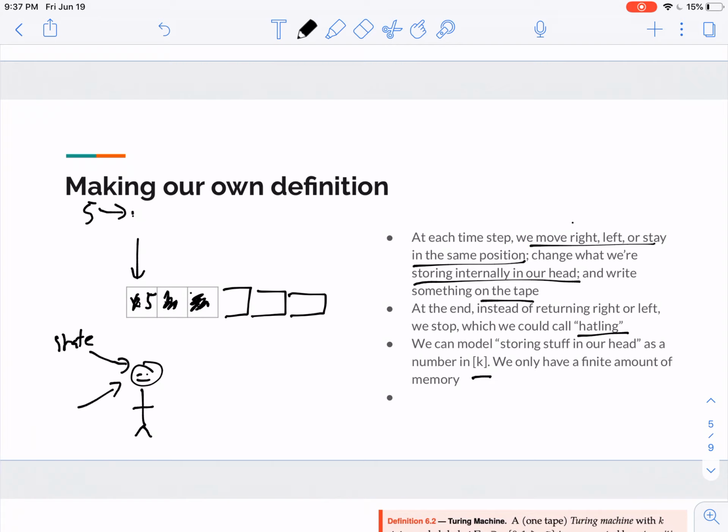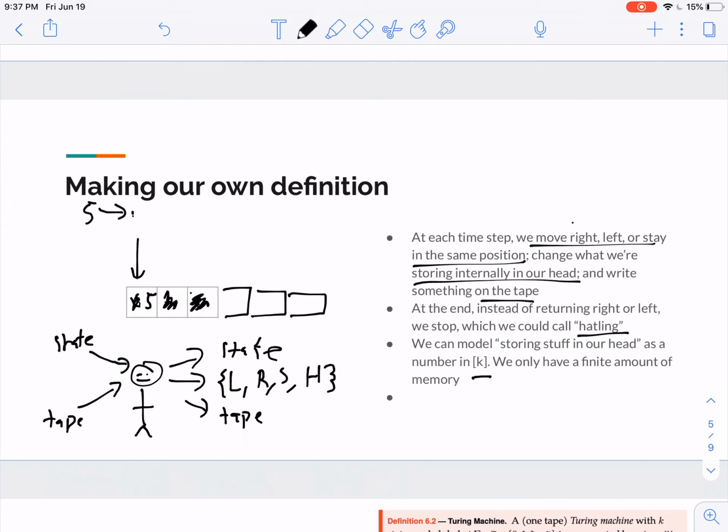I'm also getting in something from the tape because I'm looking at something on the tape. Then I'm getting out a new state that I'm going to be in, like a new thing I'm going to remember. I'm also putting out a direction, and we could write it as L for left, R for right, S for stay in the same place, or H for halt. And then I'm also writing something out to the tape.